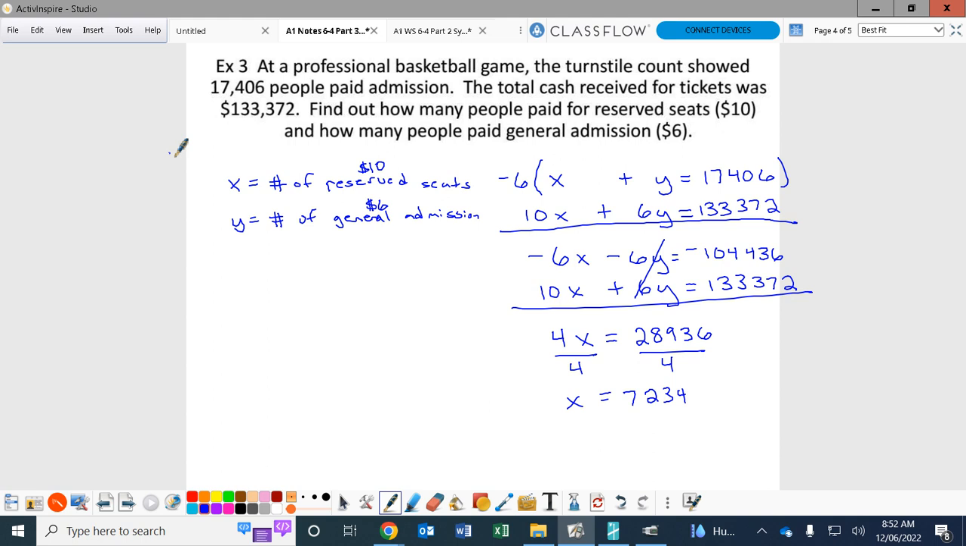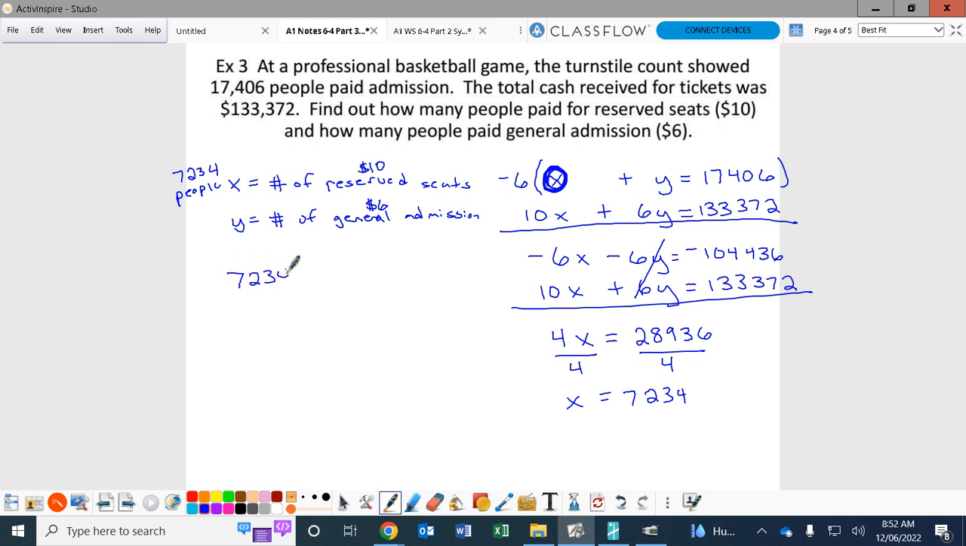Okay, I'm going to put that back up here. 7234. And these are what, people? I always put some kind of unit, so when I write my sentence, I know what it is. These are people buying these tickets. Okay, I'm going to plug that back into the equation that's easy where the X is. Guys, make your life easy. Plug it into the easy one.